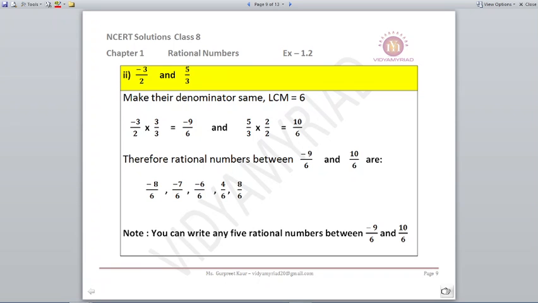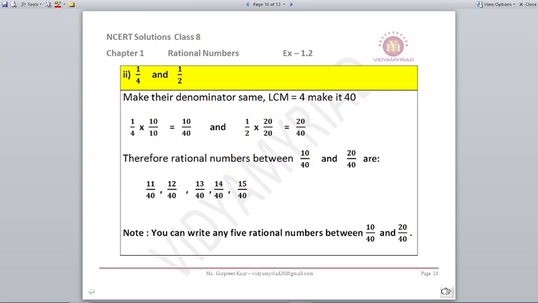Minus 3 upon 2 and 5 upon 3. So the denominators are different. The LCM is 6. Make it 6. It becomes minus 9 upon 6 and 10 upon 6. So how many numbers are there between minus 9 and 10? You will have minus 8, minus 7, minus 6, minus 5, so on, and then 0, 1, 2, 3, 4, 5, 6. So many numbers are there. We have to write down 5 numbers, so you can pick any numbers between minus 9 and 10 and frame your answer.